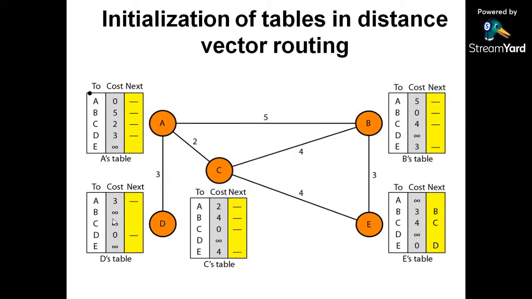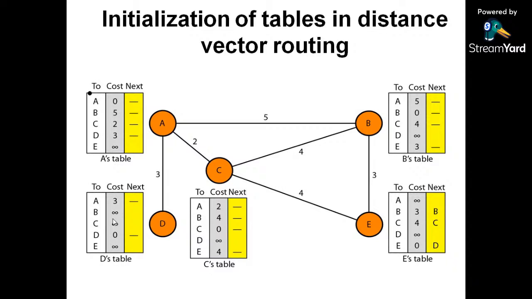From C to B, cost is 4. From C to E, cost is 4. Now C to C is 0, and C to D, there is an intermediate node, so cost is infinity. Okay. Now we consider B's table.